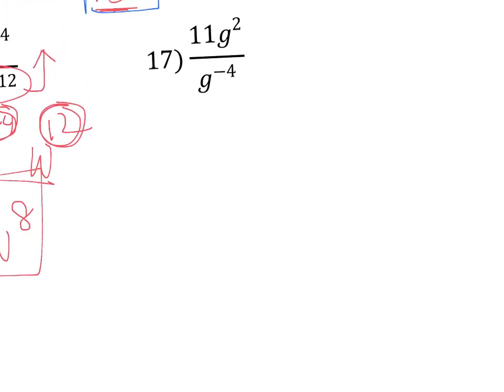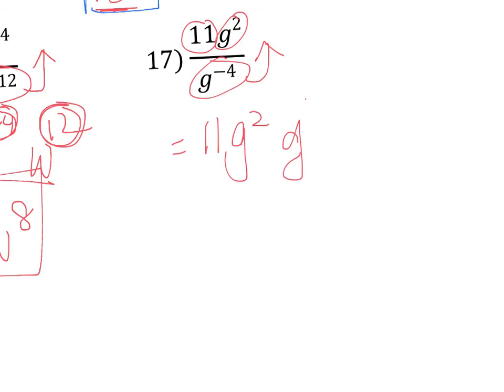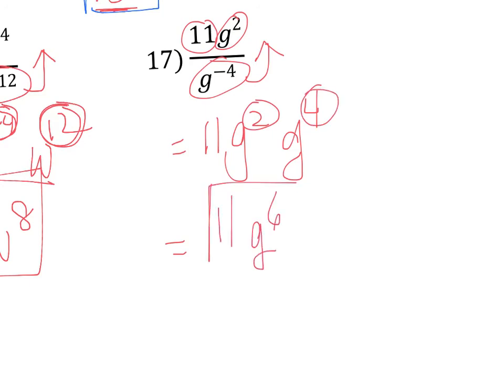And 17, okay, 11, you can't really do anything to that. Alright, g squared, you can't do anything to that. And I want to move g to the negative 4 to the top, so I can get a positive power. And then you take 2 and 4, you add it together by the product property, and that's your answer.